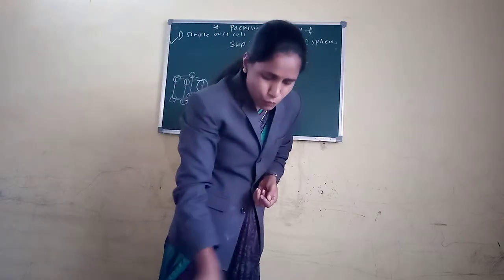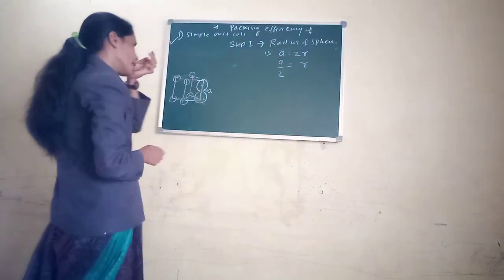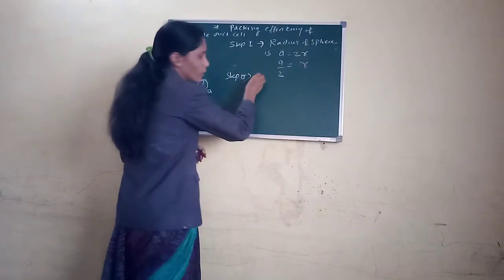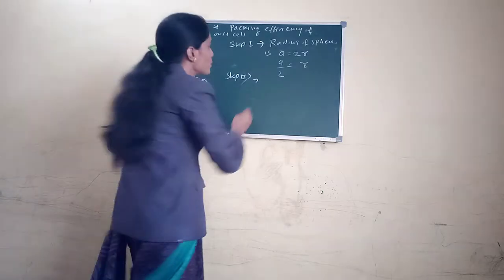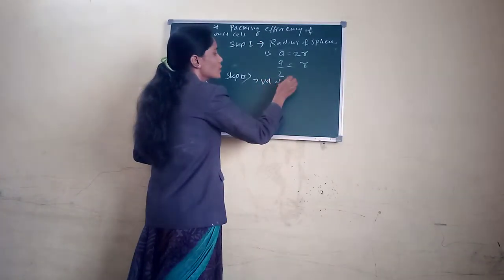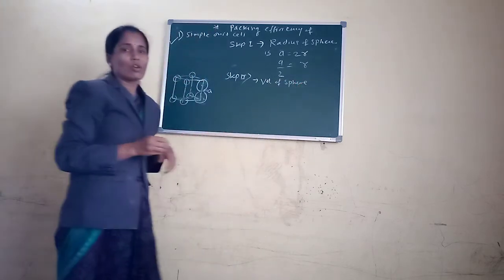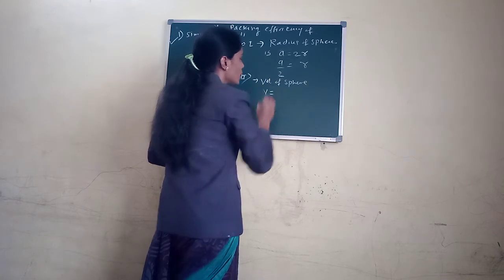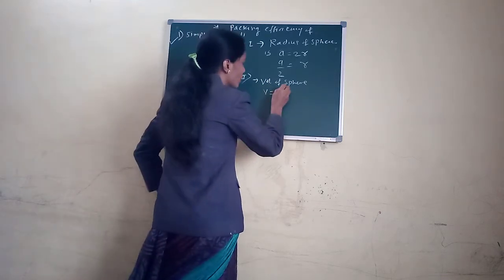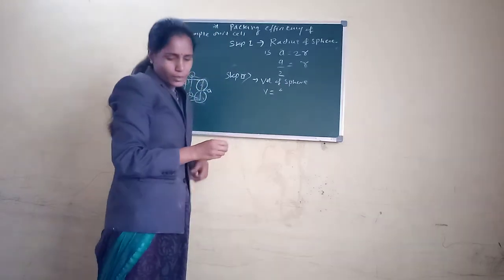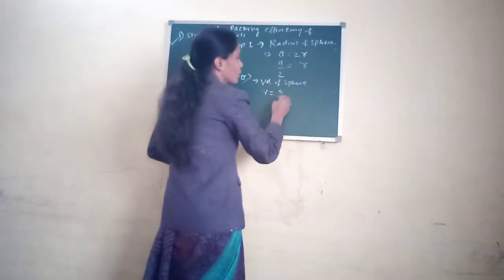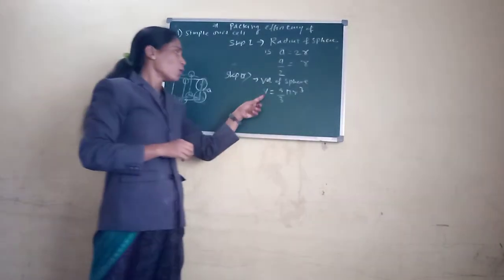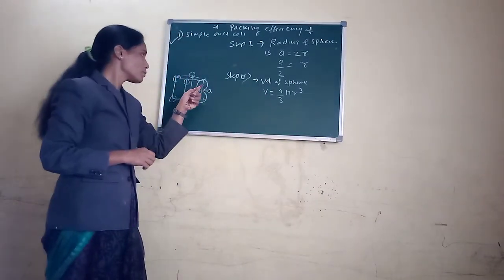In the first step we find the radius of the sphere. Second step is the volume of the sphere, the volume of only one sphere. Volume of sphere V is equal to 4 by 3 pi r cube. This is the formula for the volume of a sphere.